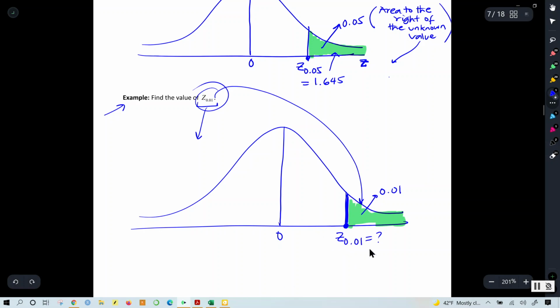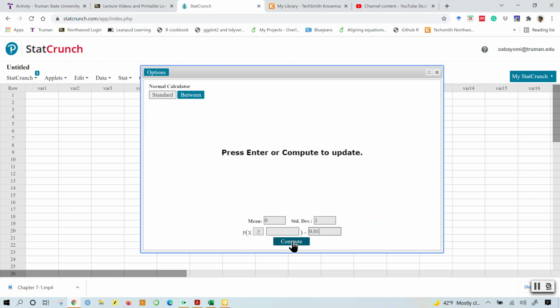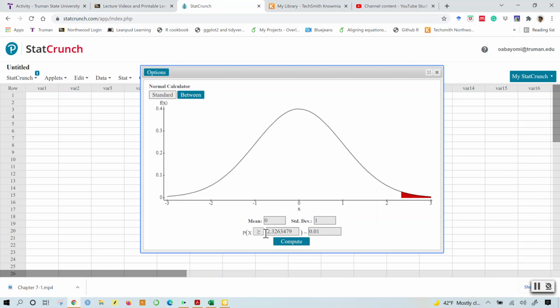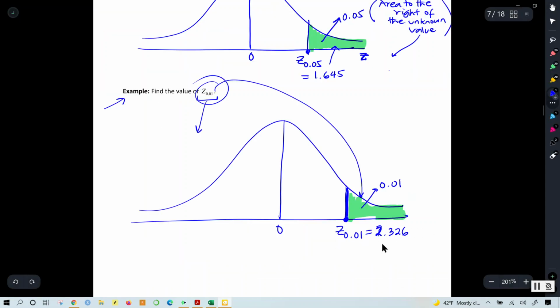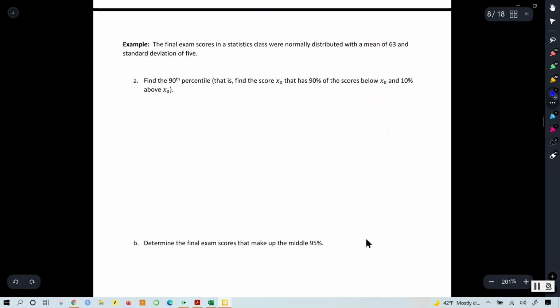To uncover the identity of this number, I will go to StatCrunch. I have my mean, I have the standard deviation, and I'm going to reset this to 0.01 and compute. So in this case, this is 2.326. So that number is right here. And the size of this red area is 0.01. So I have my answer there. I have carried over the answer right here. And with that done, we are ready to move on to the next page.